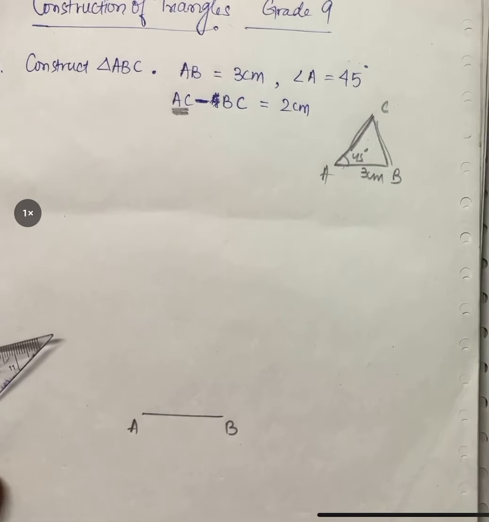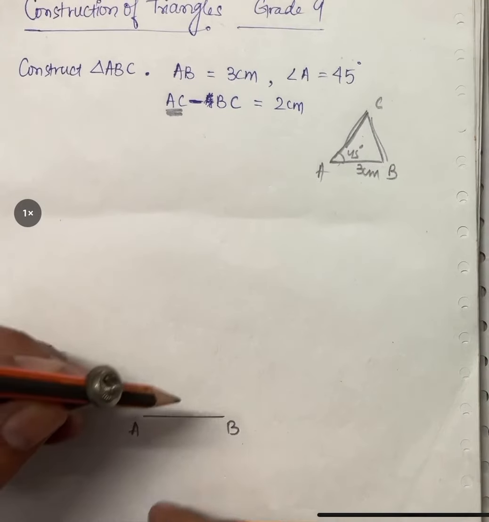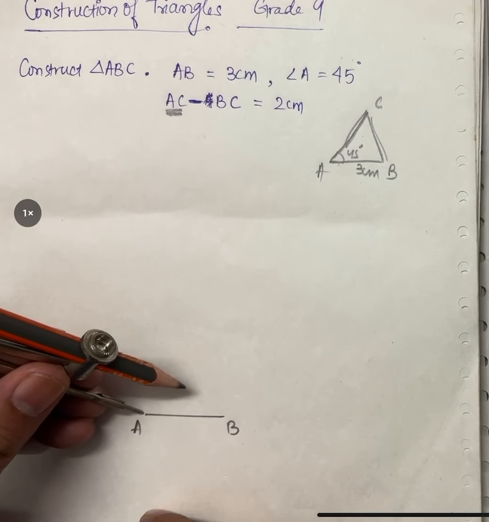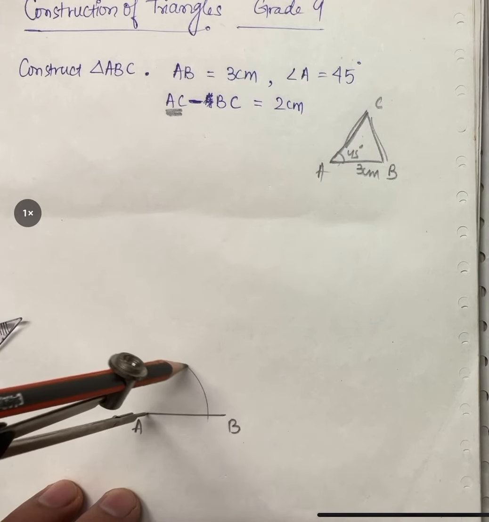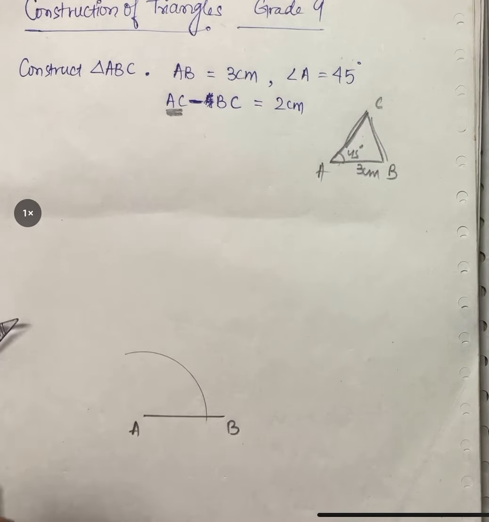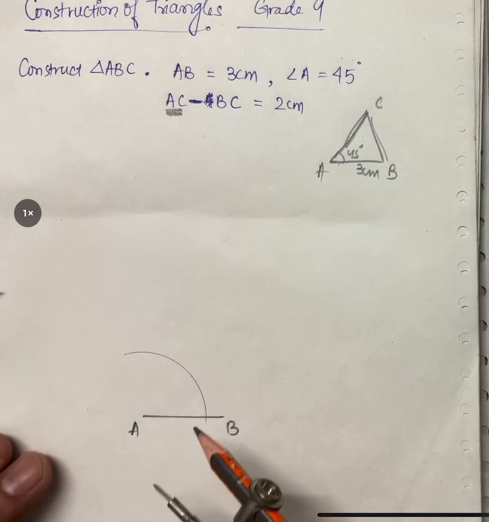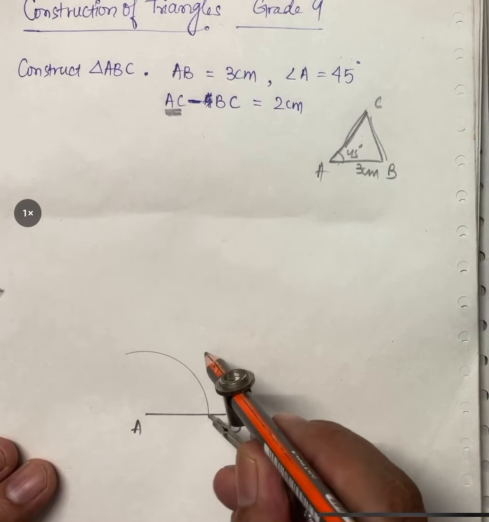Angle A is 45 degrees. How to construct 45? We can construct a 90 and then bisect it. Or we could also construct 60 and 30, and we know that the average of 60 and 30 is 45. That way also we can find it out. So let's do 60 and 30.